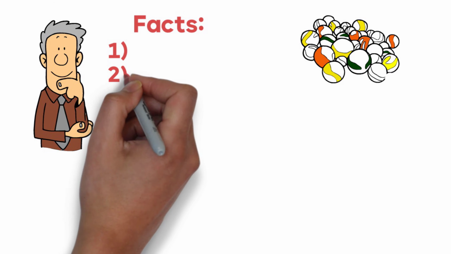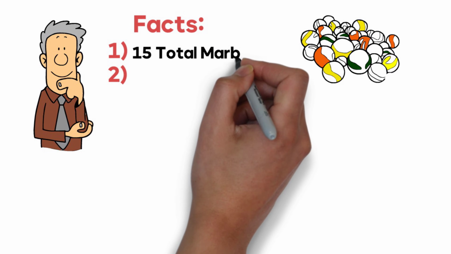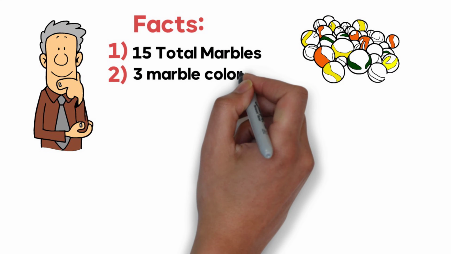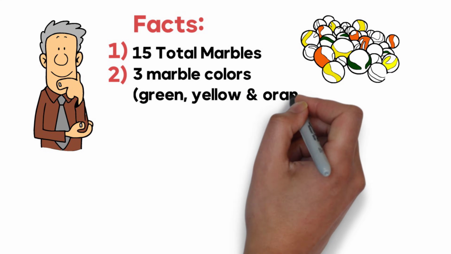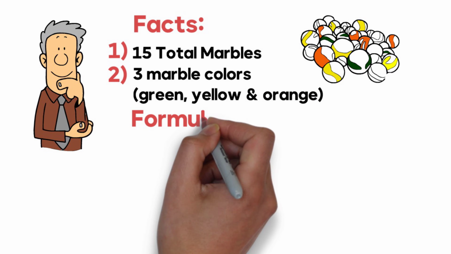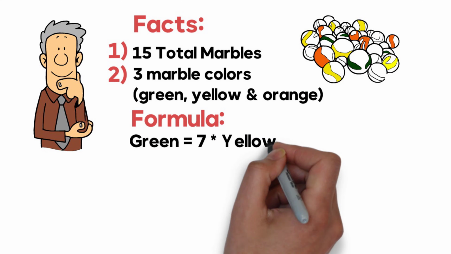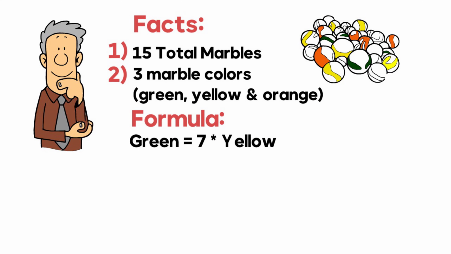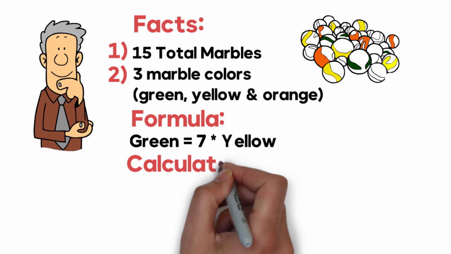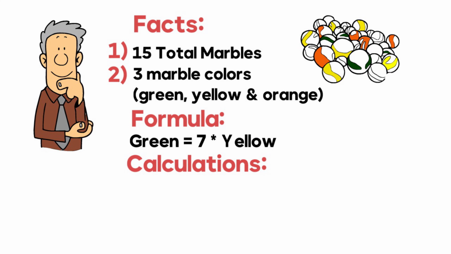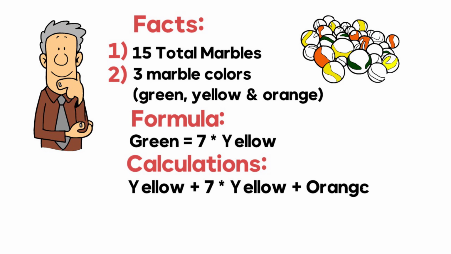We have 2 facts. We have 15 total marbles, and marbles are of 3 different colors: green, yellow, and orange. And the formula that we are presented with is that there are 7 times more of green marbles than the yellow marbles. How does it help us? With this type of information, we can easily build the calculations, and we will base our calculation off of yellow marbles. The calculations will be yellow marbles plus 7 multiplied by yellow marbles plus orange marbles equals 15.